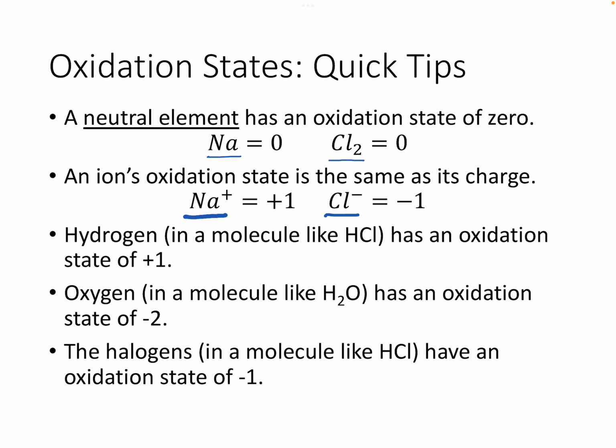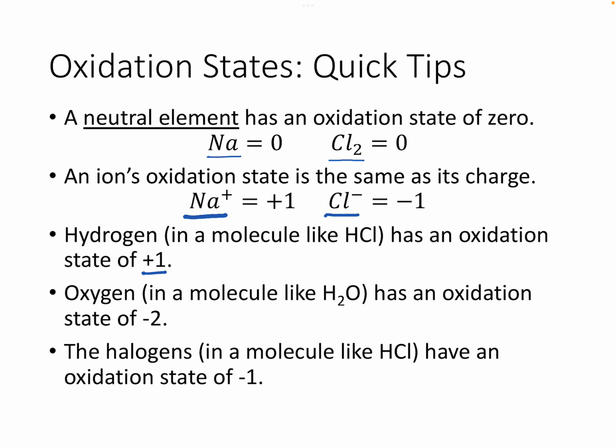The next rule says that hydrogen, when it's in a molecule like HCl, has an oxidation state of +1. And that makes sense. We said earlier hydrogen is in group 1 because it has one valence electron. And if it loses that one valence electron, it becomes a +1 ion.